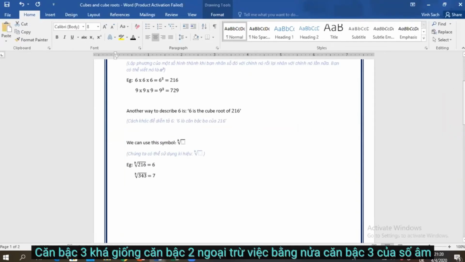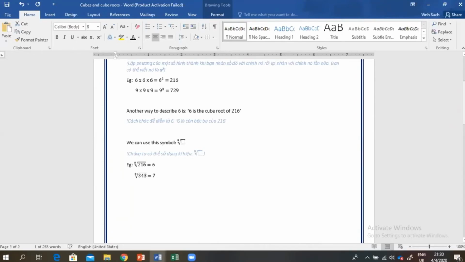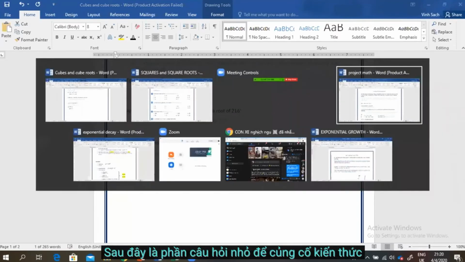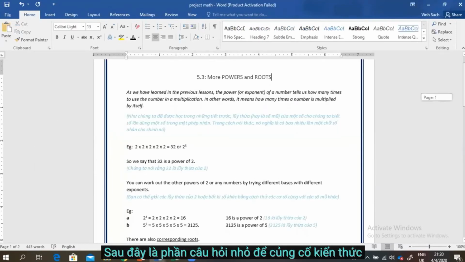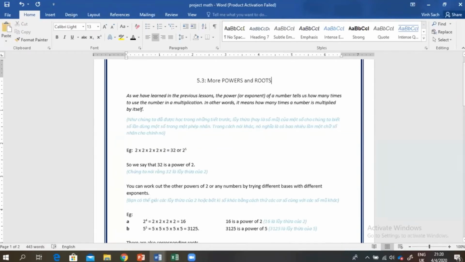216. The cube root is not so different from square root, except that you can take the cube root of a negative number. We can use the symbol on the screen to describe it, and we have some examples. You can see it. And down here we have some little quizzes for those who need practice.